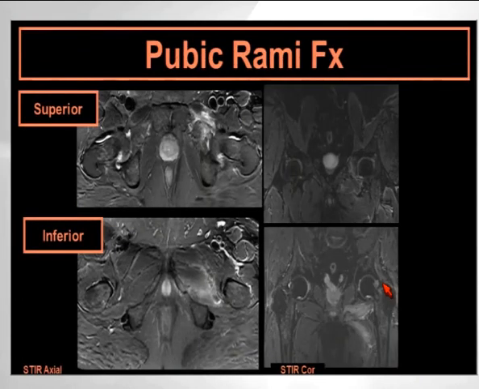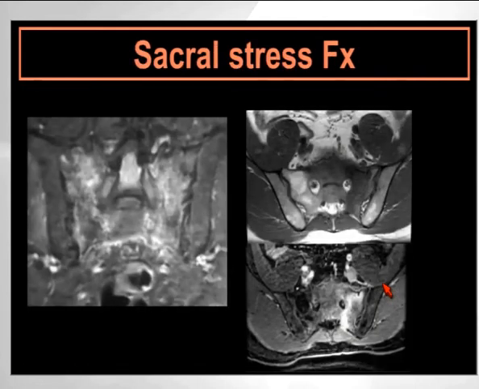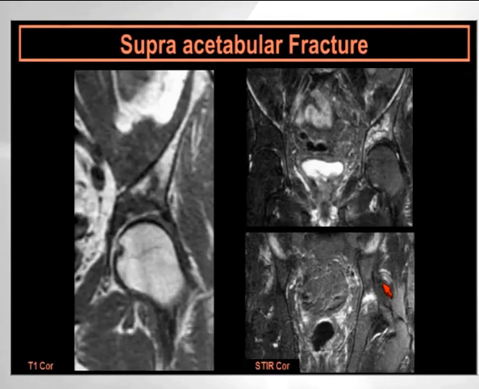So pubic rami fractures, again, if you're doing MRI, especially abbreviated hip MRI, get used to their appearance on coronals. So here's a classic superior pubic ramus on coronal, and this is the same thing for the inferior pubic ramus fracture. Sacral stress fracture, we just talked about, easy to diagnose on MRI, but this is the buckle appearance I was talking about. Sometimes you may just see cortical buckle on CT.